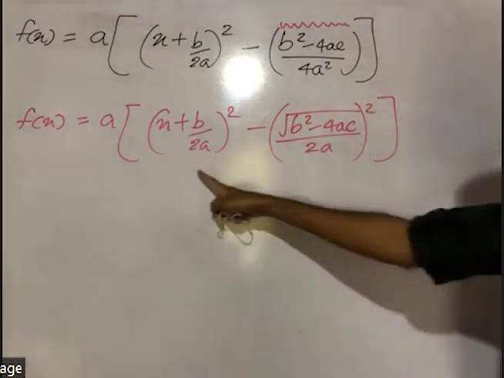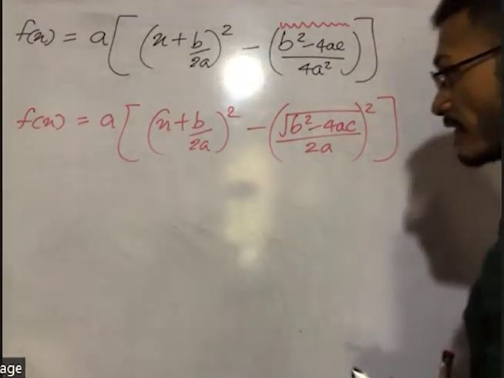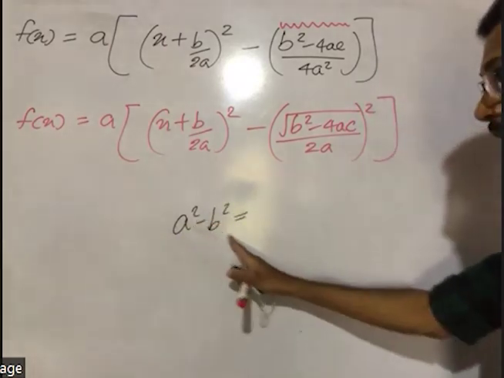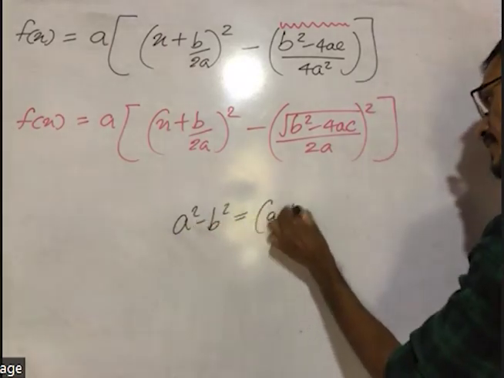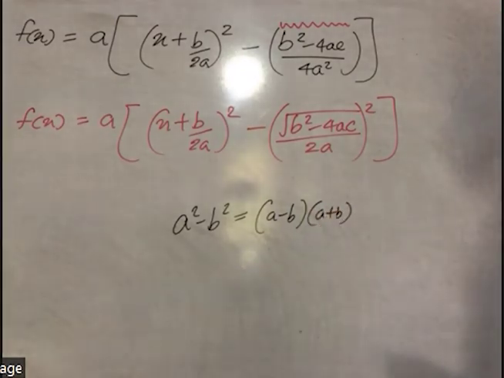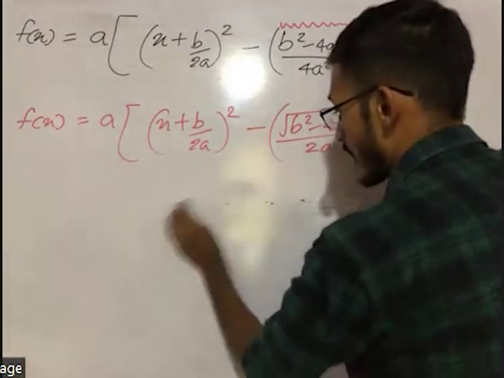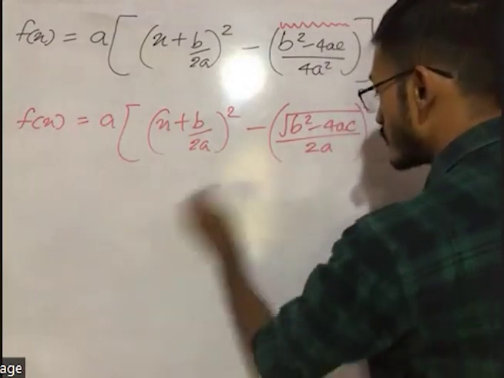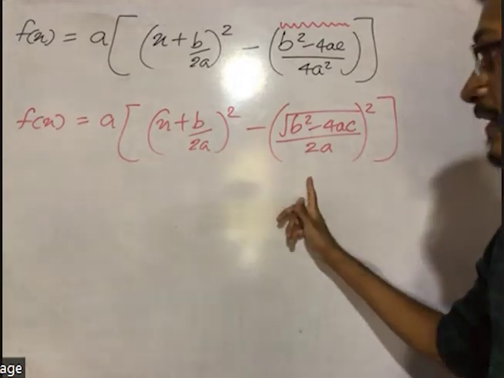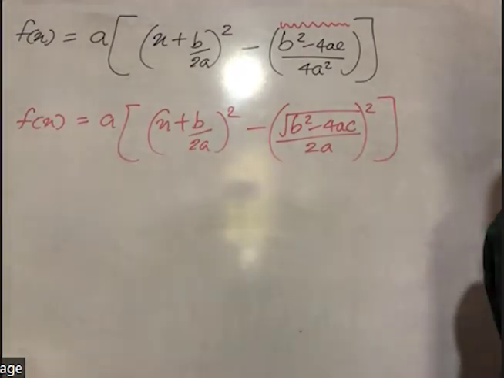Now here we have the difference of two squares. Difference of two squares, like a square minus b square, equals a minus b into a plus b. That means if you have a difference of two squares, you can separate this into two factors. So that's our aim.